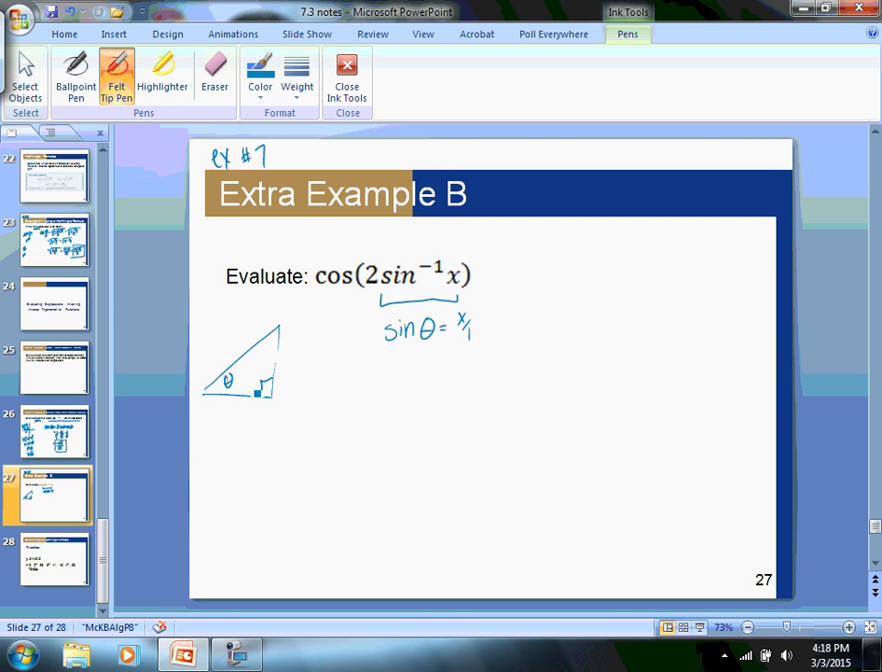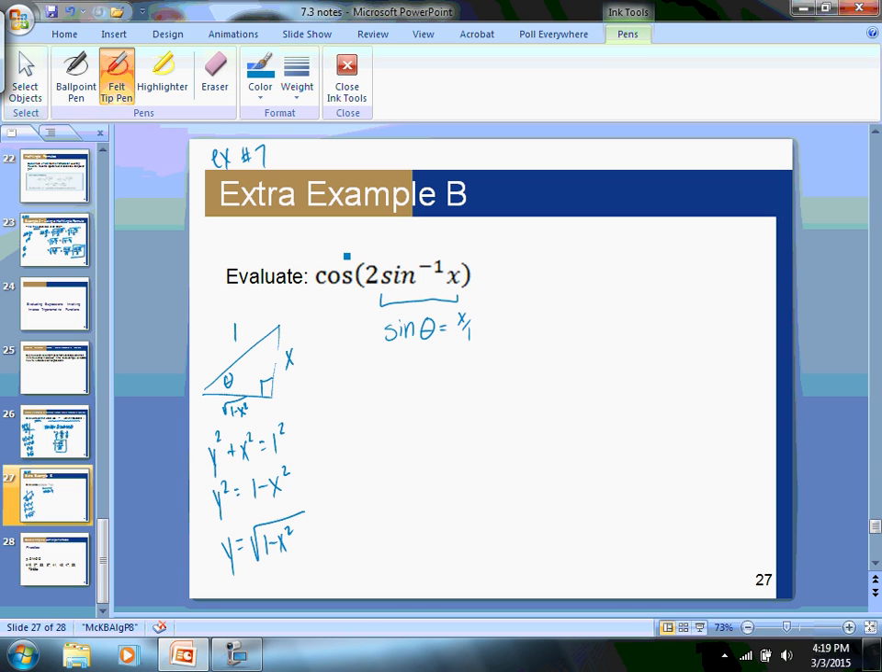Got theta. Sine is going to be opposite over hypotenuse. And then I can do Pythagorean theorem to find this other side. Let me just call that other side y for now. So y squared plus x squared equals 1 squared. So then y squared would be 1 minus x squared. So y is going to be the square root of 1 minus x squared. So that's this side here.